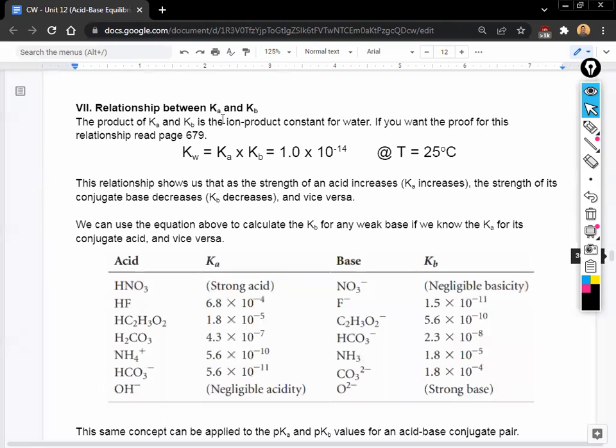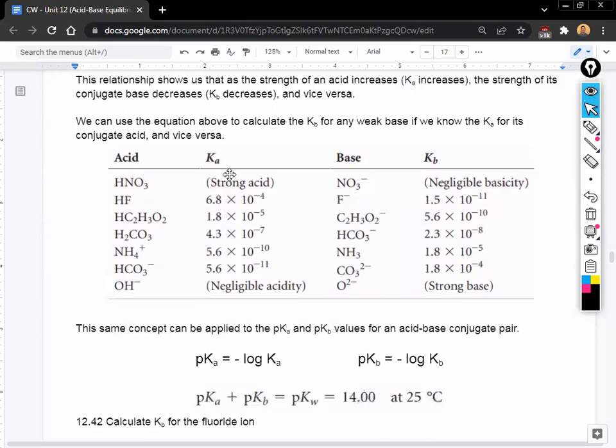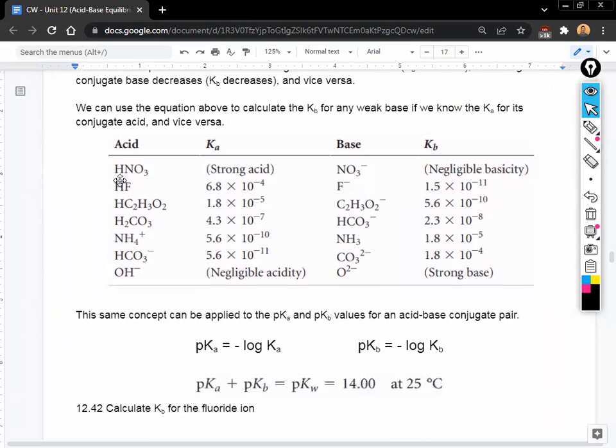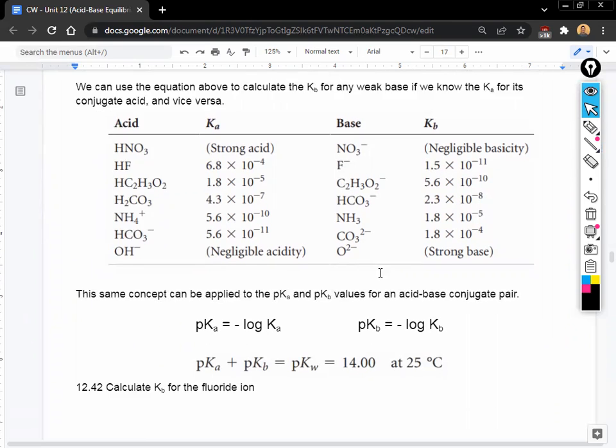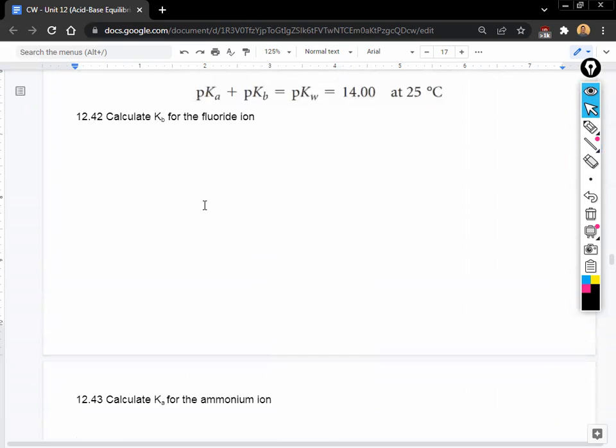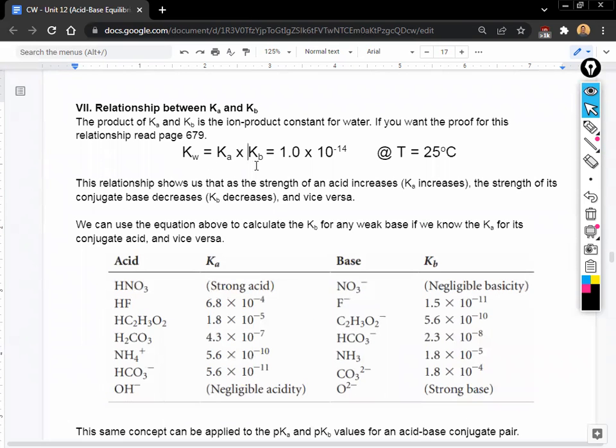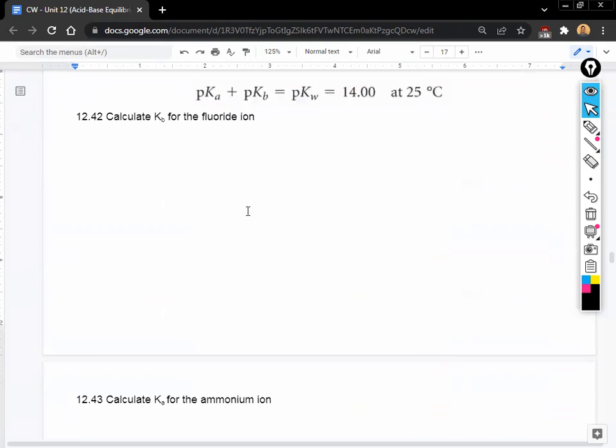So I'm going to skip this part right here. This is kind of review, so I'll skim it real quick. Basically, if you multiply the Ka and Kb, you get the Kw. It's always going to be 1 times 10 to the negative 14. We've talked about this. We also talked about if you have a strong acid, the conjugate is going to be a weak base, and that's kind of how the relationship goes. We're not going to be doing these problems. Basically, you just have to use this equation right here to find the Ka or Kb.